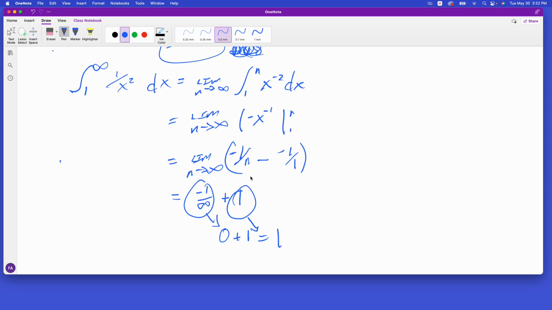You can also think about, if it's an indeterminate case, you can do L'Hopital's rule, in which case you get 0 over 1, which is just, again, 0. So that works as well. So either way, we end up with 1. So what happens here is that this improper integral gives us a value of 1.